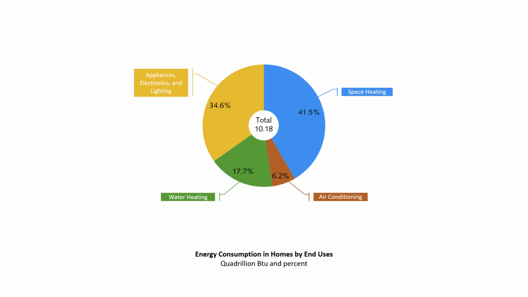So let's look at the energy consumption in homes by end users. There are 5 major categories. The first one is space heating. Is there any way that you can reduce the energy that is used in this category in residential design?